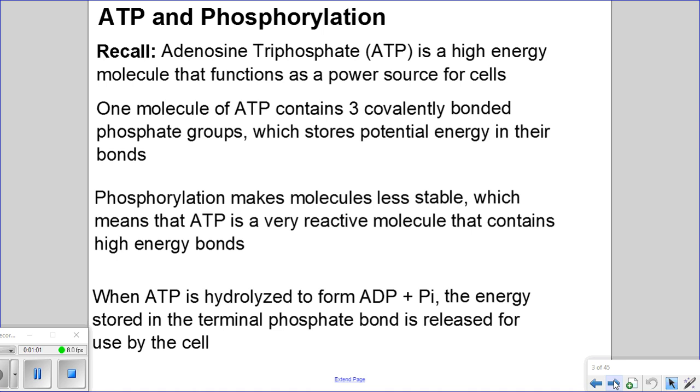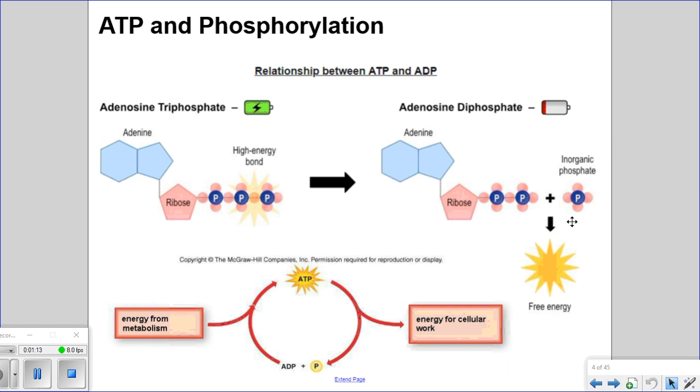When ATP is hydrolyzed to form adenosine diphosphate and an inorganic phosphate, the energy stored in that terminal phosphate bond is released for use by the cell. So this diagram just outlines where those phosphates are in ATP. So here we have adenosine triphosphate, here we have our adenine molecule, it's connected to a ribose, and that ribose is covalently bonded to those phosphate molecules.